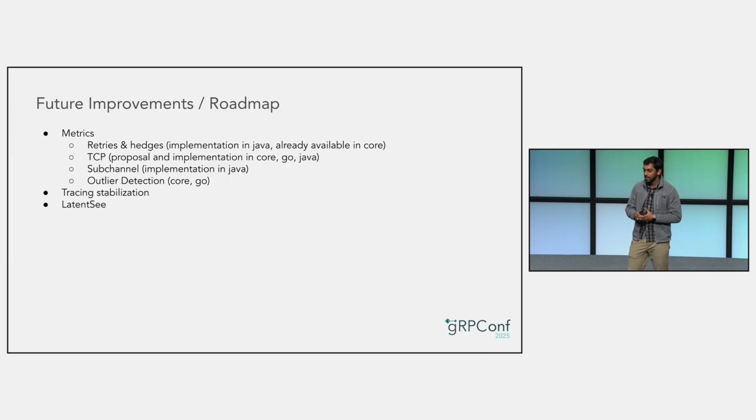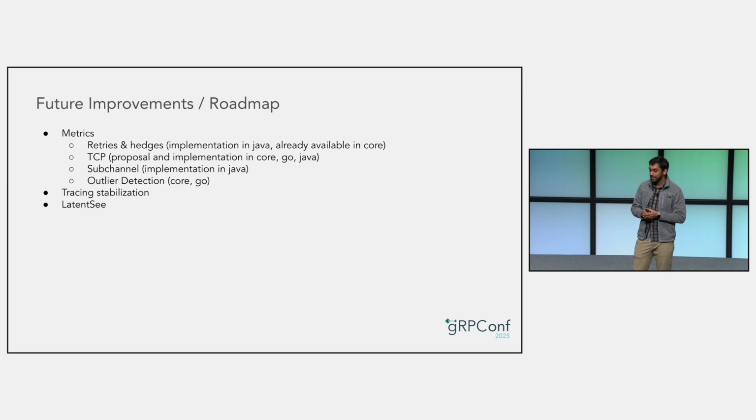Imagine a few quarters. Additional metrics: this includes implementing the TCP level metrics we discussed earlier and rolling out the new subchannel metrics and outlier detection to more languages, including C++, Go, and Java. We're going to get tracing stabilized, interop tests, and whatnot.